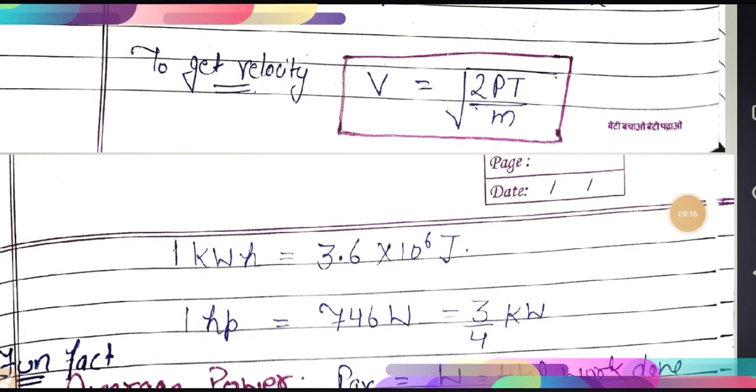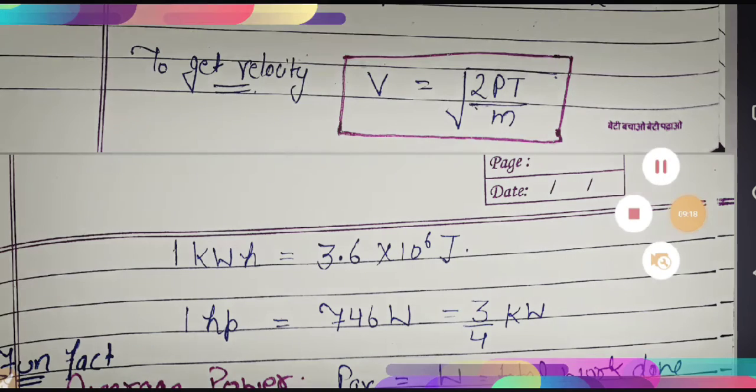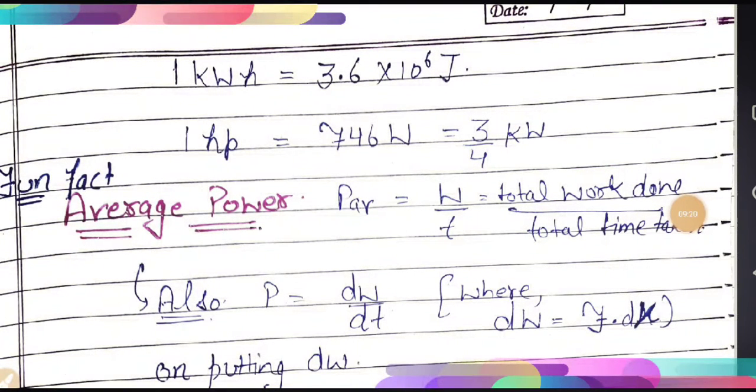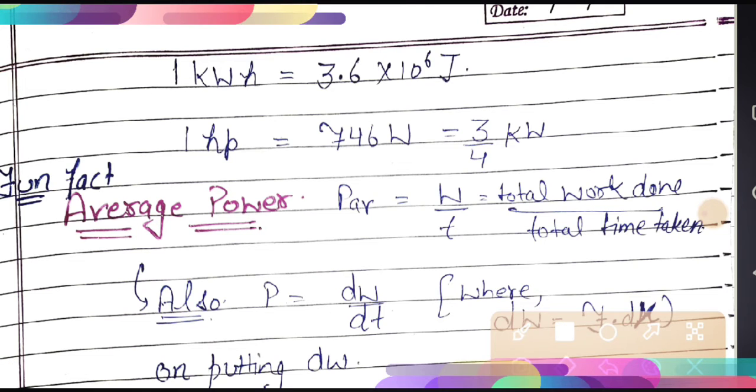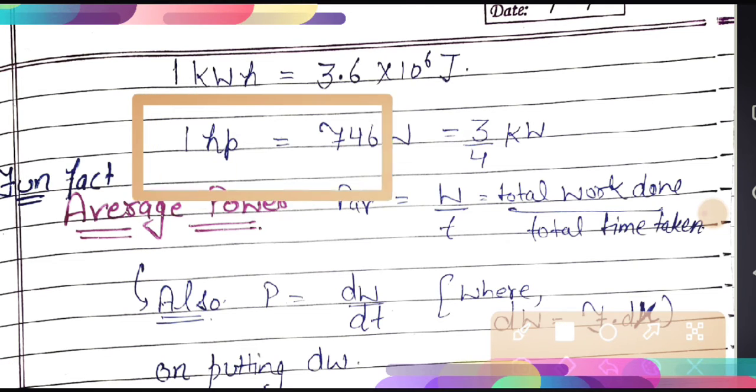Guys, here are some values which will help you to convert kilowatt hour to joule and horsepower to watt or kilowatt. 1 kilowatt hour is equal to 3.6 into 10 raised to power 6 joule, and 1 horsepower is equal to 746 watt, or say 3 by 4 kilowatt.